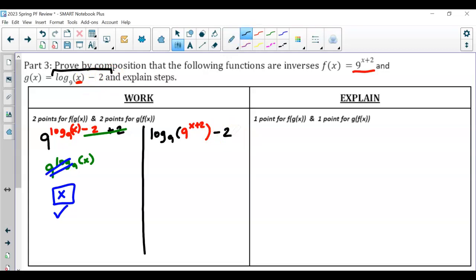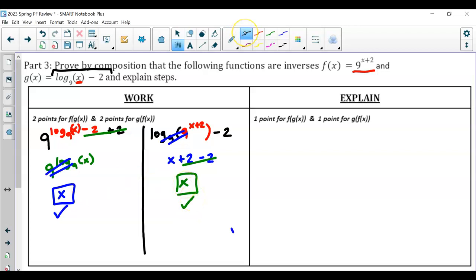So now, same thing. I notice again, you've got your bases, right? Bases are the same, so they cancel out, bring down the exponent. X plus 2 minus 2. Then notice 2 minus 2, which is 0, and you are left with x, showing that they are inverses.